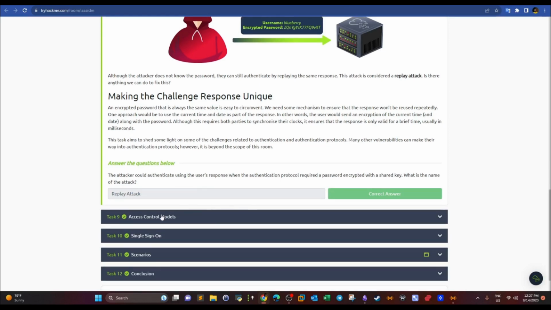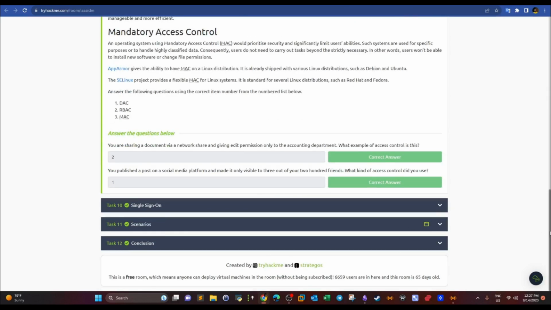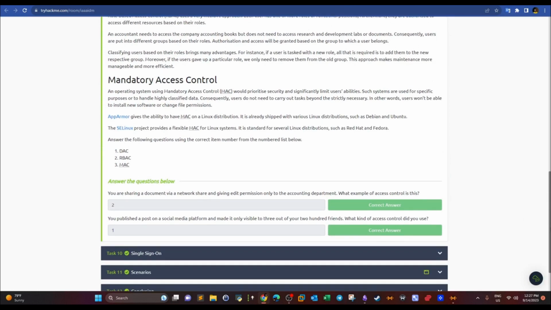Alright, lastly they talk about access control models. Now there are three kinds of access control models. We have the discretionary, role-based, and mandatory.